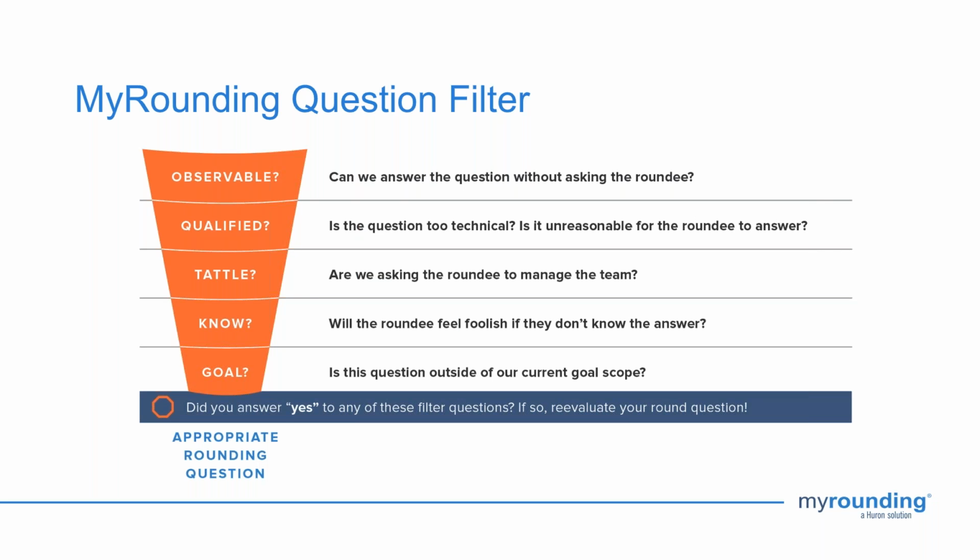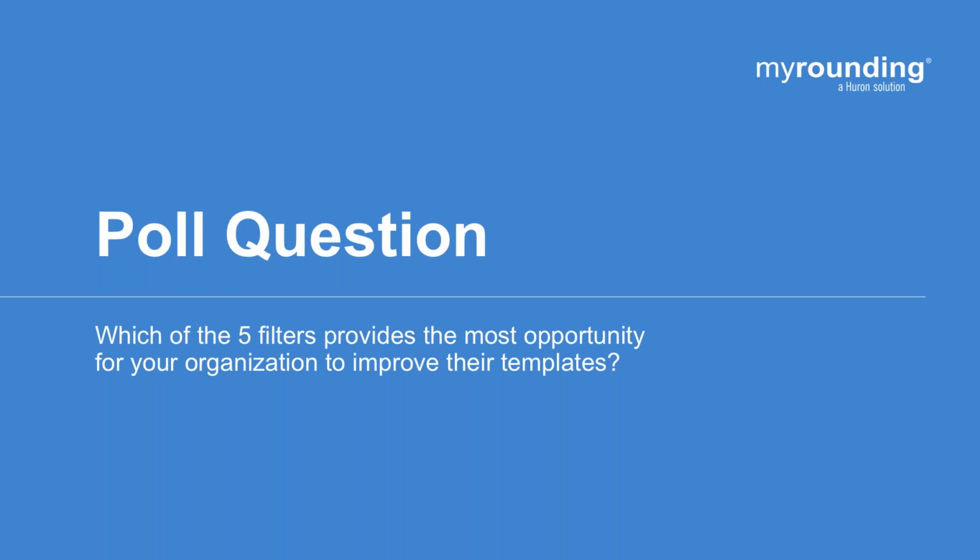So one of the ways when we have the 2-2-1 in mind, we want to balance individual questions through this filter. Is it observable? Is the individual qualified to answer? Are we asking that individual to tattle? Do they know the answer to the question? And finally, does it meet our goal? Great. So based on this filter, we're going to ask another poll question. Which of these 5 filters provides the most opportunity for you and your organization to improve your template?